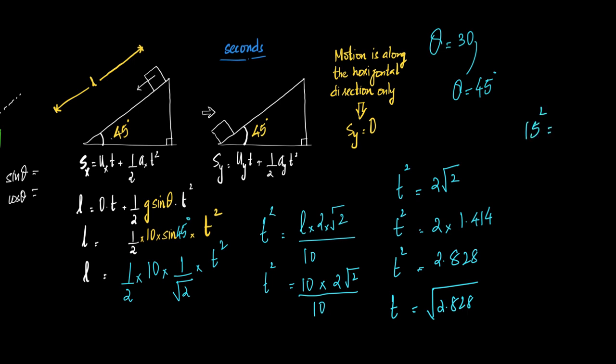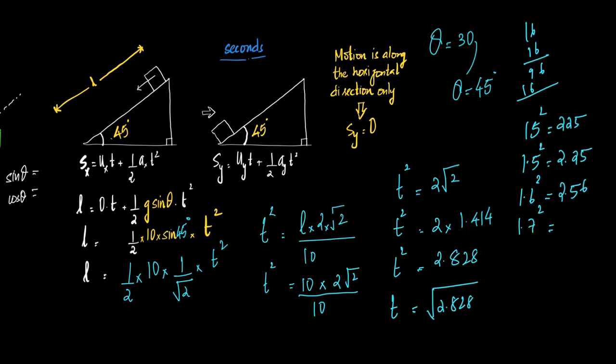What is 15 square? 15 square is 225. What is 1.5 square? That will be 2.25. What is 1.6 square? 256, so it will be 2.56. What is 1.7 square? Is it 289? So it'll be 2.89.